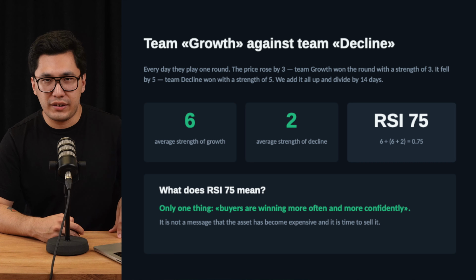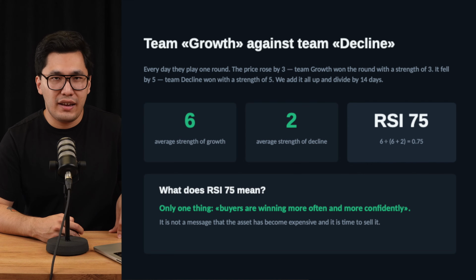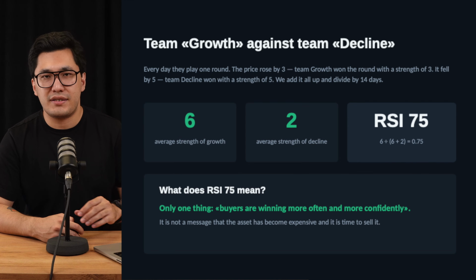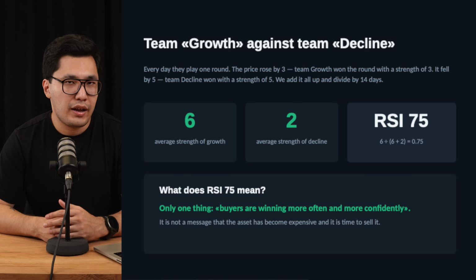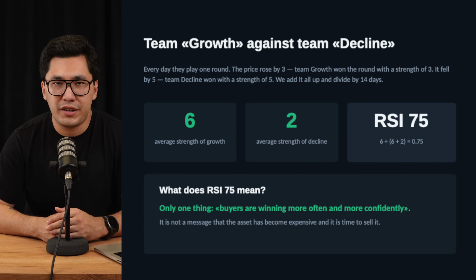We add up all team growth's wins and divide by 14, 14 being the number of days in the period. That gives us the average strength of the growth. Let's say it's 6. And we do the same for team drop. And let's say we got 2.